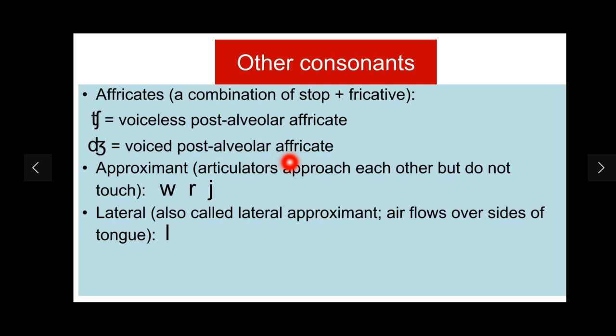So when we say affricate, you are combining stop and fricative manner of articulation, and you are then producing an affricate sound. Approximant: articulators approach each other but do not touch, like w, r, and y. They are in association with each other but they do not touch each other. Otherwise, they would create problems in the production of these sounds. We can't say r or w with a touch. We will say w, we will say r, we will say y.